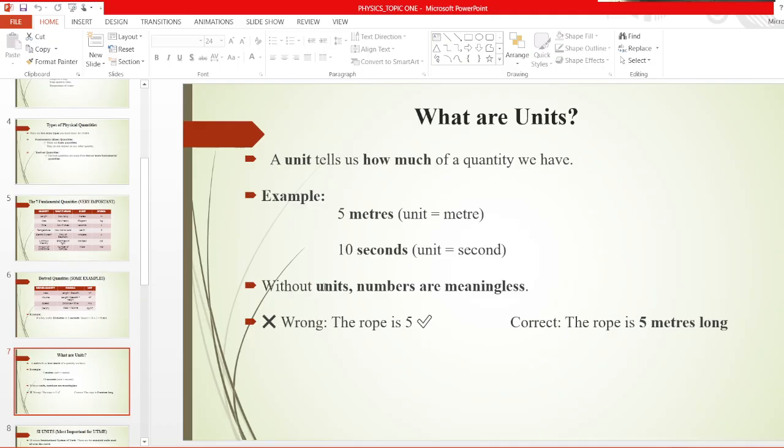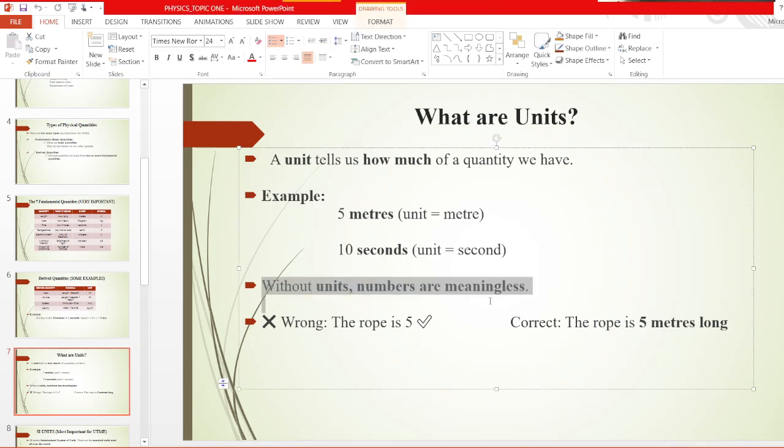Without units in physics, numbers are meaningless. I gave an example in the previous slide, when I was talking about 5 meters per second. I said, even if you got the answer as 5, without the SI unit attached to it, the answer is wrong. These are things you should take note of anytime you are answering questions in physics.